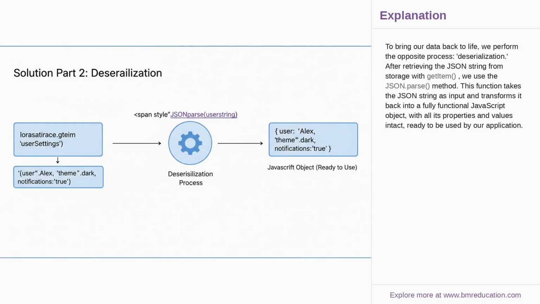To bring our data back to life, we perform the opposite process, deserialization. After retrieving the JSON string from storage with getItem, we use the JSON.parse method. This function takes the JSON string as input and transforms it back into a fully functional JavaScript object with all its properties and values intact, ready to be used by our application.